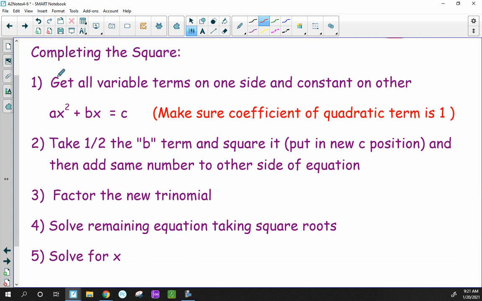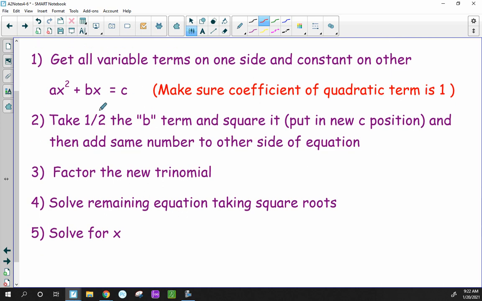Alright, step 1, you're going to get all variable terms on one side, and you're going to get the constant on the other. Get all variable terms on one side and move the constant to the other. And so we also want to make sure that the coefficient of the quadratic term is 1. Now this is different from all the other methods. In factoring, in quadratic formula, and the ones from the past, we always wanted the equations to equal 0. With this section, you are supposed to make sure that the constant, the number without the variable, is behind the equal sign. Kind of pointing that out one more time.